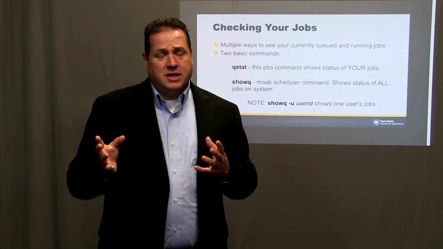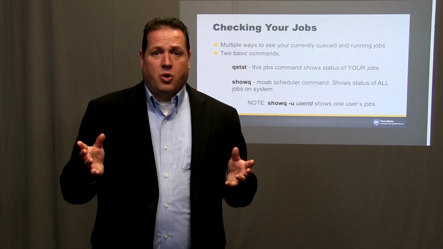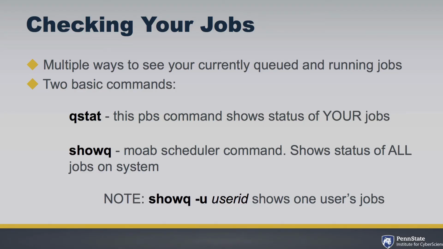Checking your jobs. So now you've submitted a job, you've got a job running, right? But you want to know what's going on. There are multiple ways to see jobs that you have that are currently running or currently queued up. There's a qstat command, which shows all of your jobs. So that's just your jobs. Showq shows the status of all the jobs on the system. And you can use some identifiers like showq -u, which means just my user ID jobs.